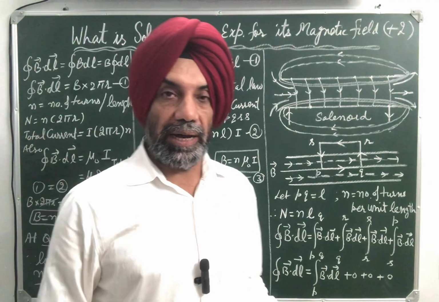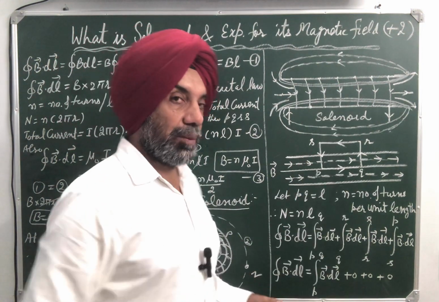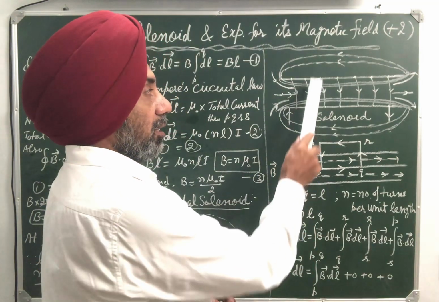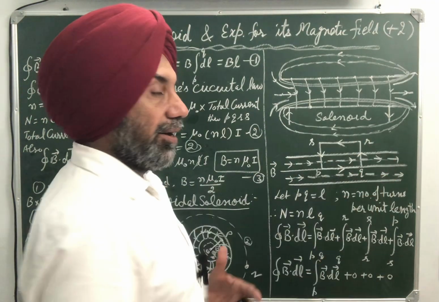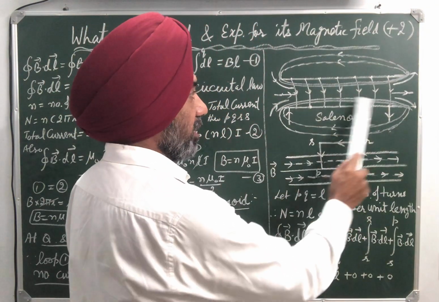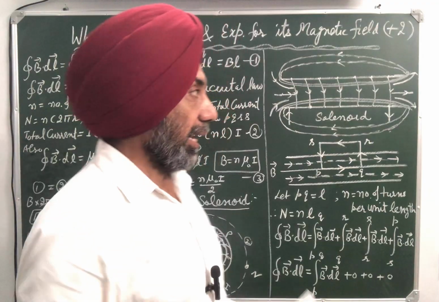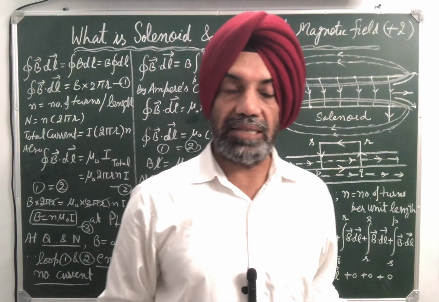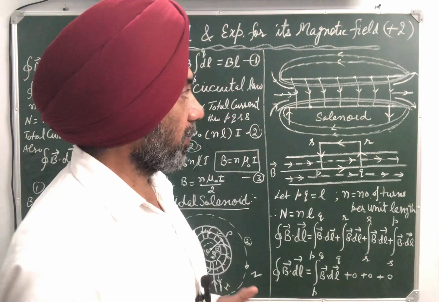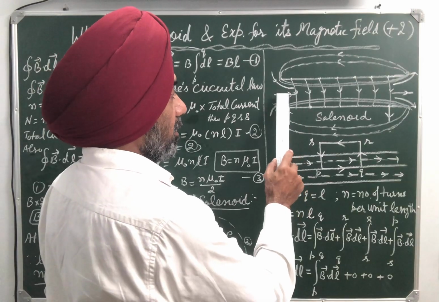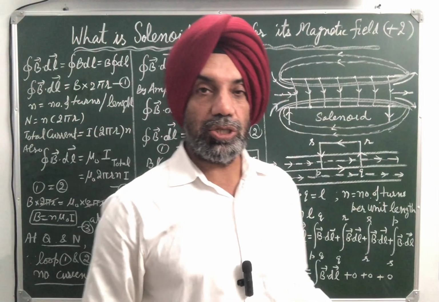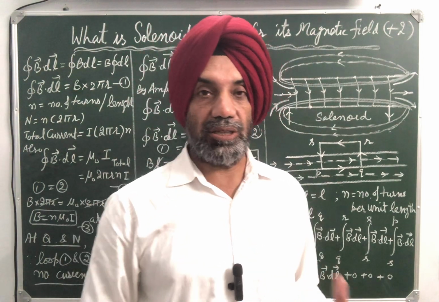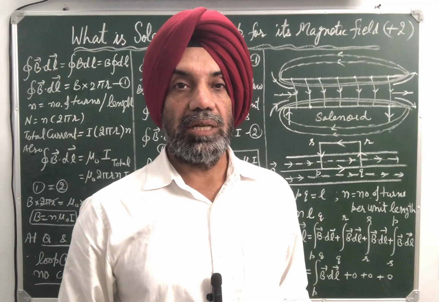So basically a solenoid consists of a large number of insulated copper wire turns wound in the form of a cylinder, well insulated from each other, and the length of the solenoid is very large as compared to its radius. So the purpose of the solenoid is to produce a uniform magnetic field at a point well within the solenoid, that is inside the solenoid. Magnetic field produced is uniform.